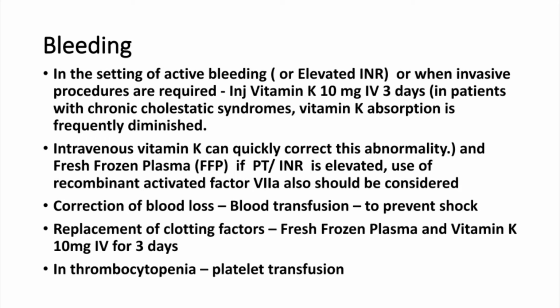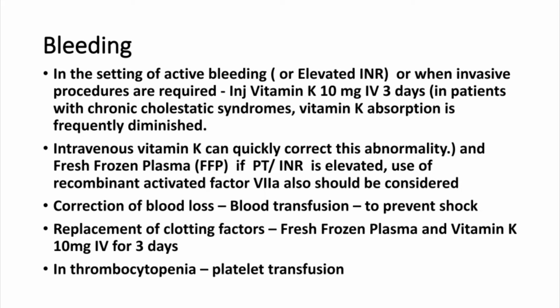Otherwise, vitamin K will be normal in our body, but even then we can give vitamin K 10 milligram IV for next 3 days, especially in a patient who is having obstructive jaundice. It can be given as IV or IM, but IM will not be preferred in a patient who is having bleeding tendency. IV can be given. FFP is the next option if the patient is having acute bleeding. If the PT-INR is elevated, FFP can be used. Fresh frozen plasma can be given.